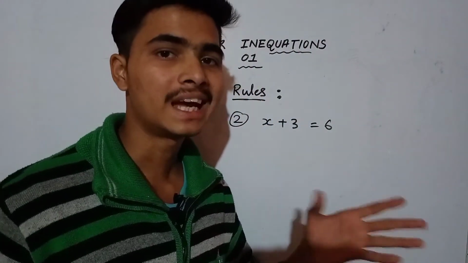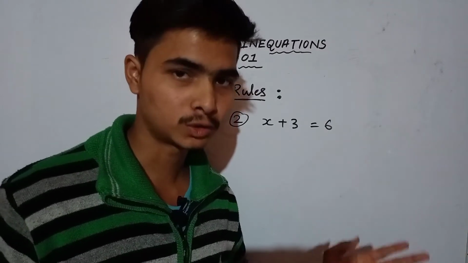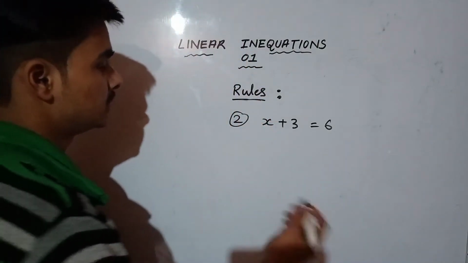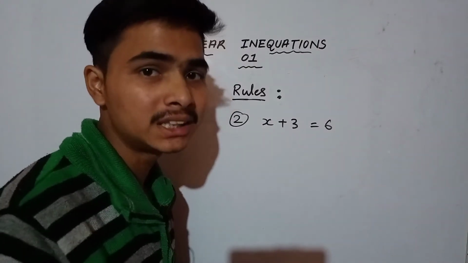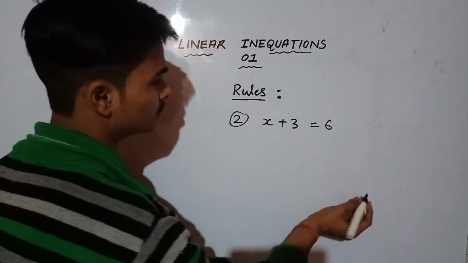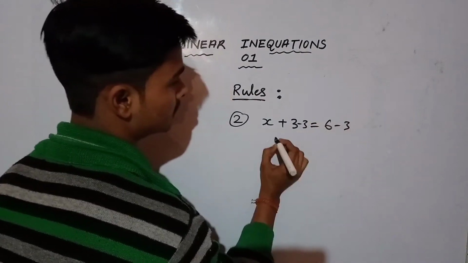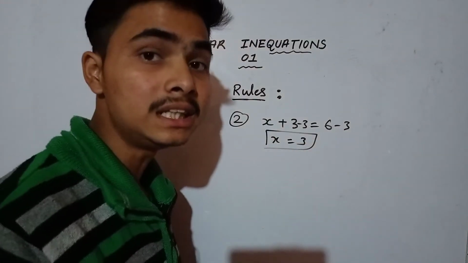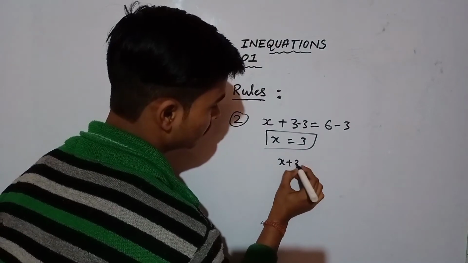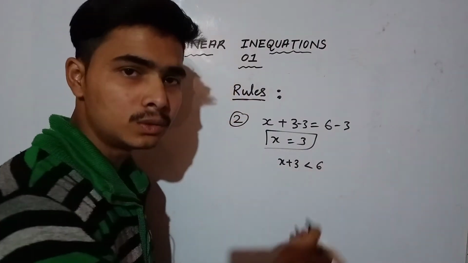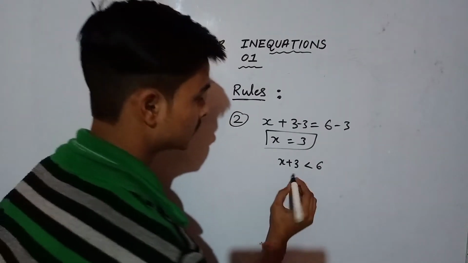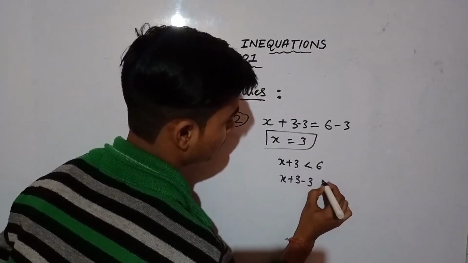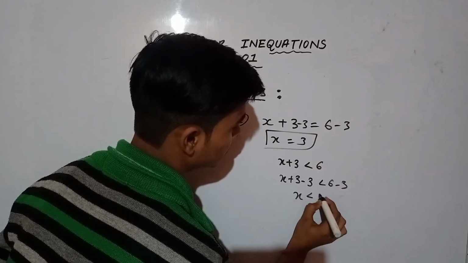Okay, and the second thing which we did in the linear equations was subtracting or adding the same number on both sides. This can also be done in linear inequations. Suppose I want to add minus 3 to both sides or subtract minus 3 from both sides. So minus 3 minus 3, so this will be 0, so 3. This can also be done in any linear inequation. Suppose we have been given a linear inequation like this and we need to subtract minus 3 from both sides. So our answer would be x is less than 3.